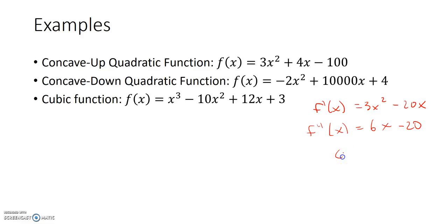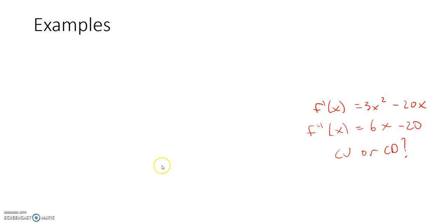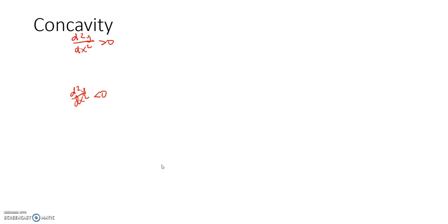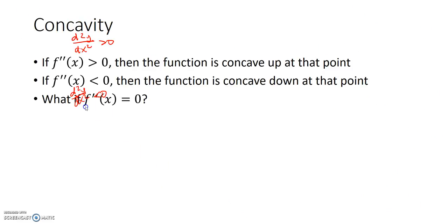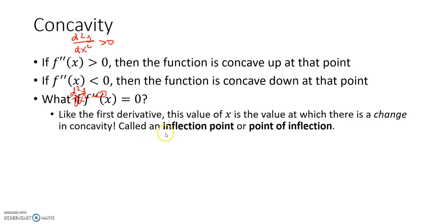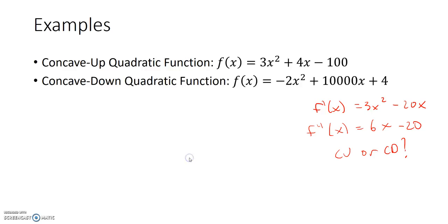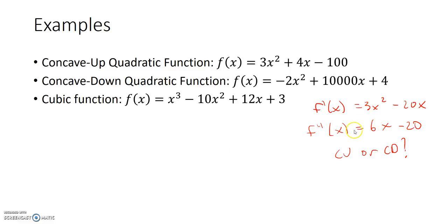So again, the question is concave up or concave down. And our answer to that lies in the fact that back here we determined that f double prime of x is where there's a change in concavity. So how do I do that when my second derivative is not a constant, but instead it's a function? Well, it's much like the first derivative.